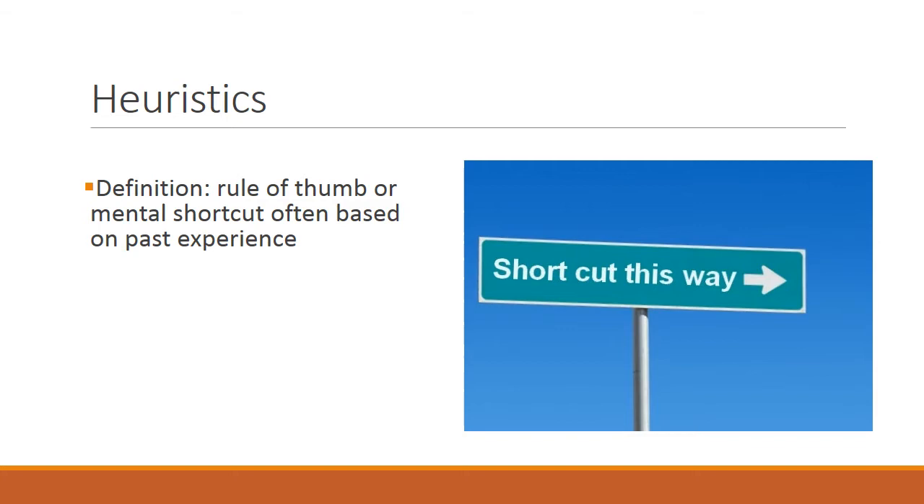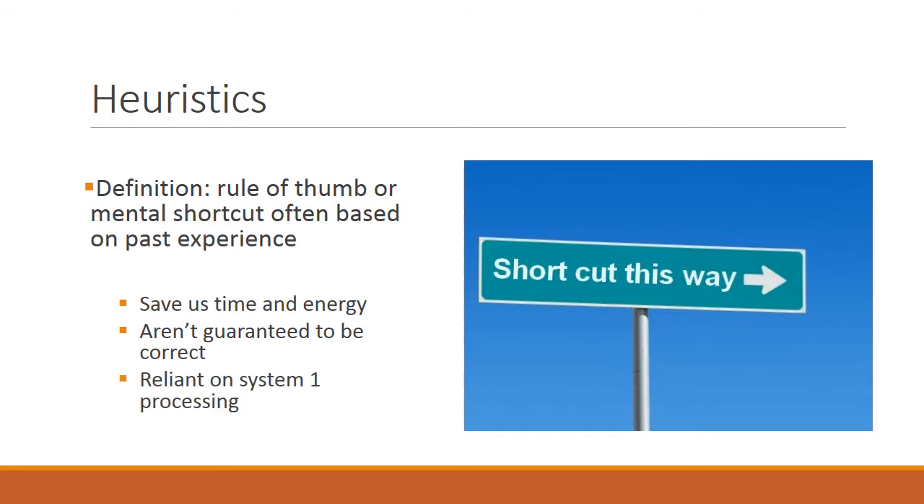Okay, so we said heuristics are generally produced by System 1 processing, but what actually are heuristics? Well, they're a rule of thumb or a mental shortcut often based on our past experience. So they seem to save us time and energy. They aren't guaranteed to be correct, and in many cases they'll lead our judgments astray. And they seem to be reliant on System 1 processing, so this fast, less controlled way of processing.